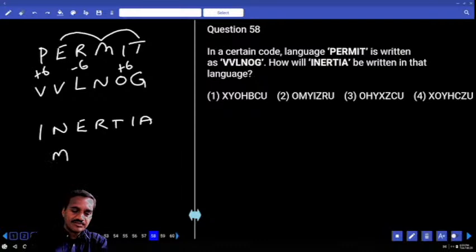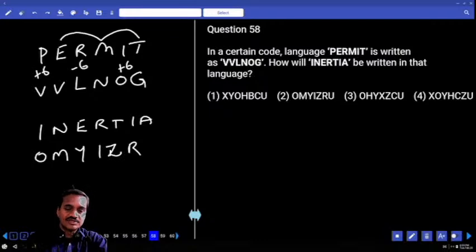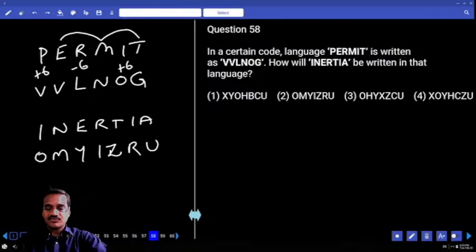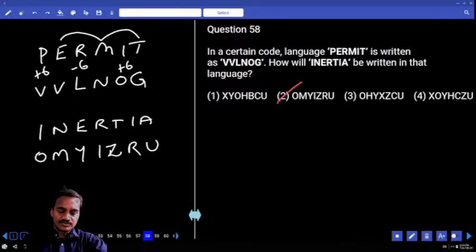N is opposite M, R is opposite I. And for the remaining, plus 6 is O, minus 6 is Y, plus 6 is how much? Plus 6 is Z, minus 6. 27 minus 6, 21. OMYI. OMYI, Z, that is choice 2. So 58 is choice 2.